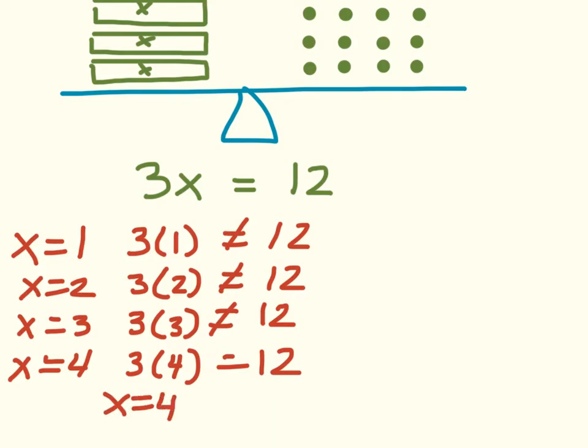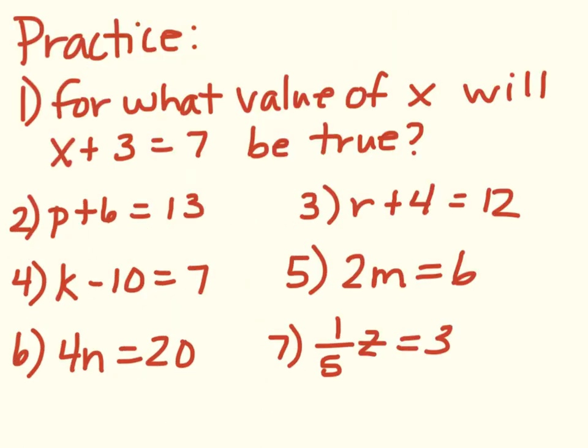Once again, you can use mental math to solve this instead. Think about x as a number. What times 3 equals 12? Well, it's 4. So you can use mental math to solve this as well. Try a few of these on your own. For problem 1, answer for what value of x will x plus 3 equal 7 be true. For numbers 2 through 7, solve each equation using the substitution method. You can either use guess and check or mental math, whichever is best for you.